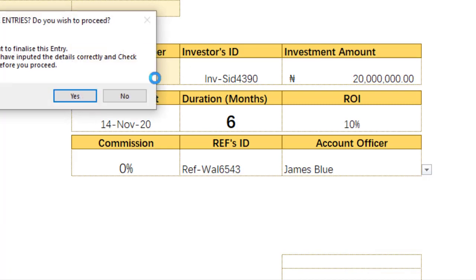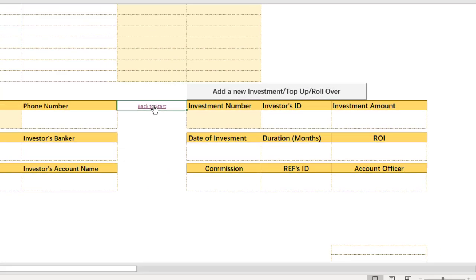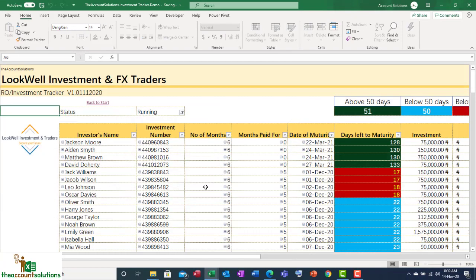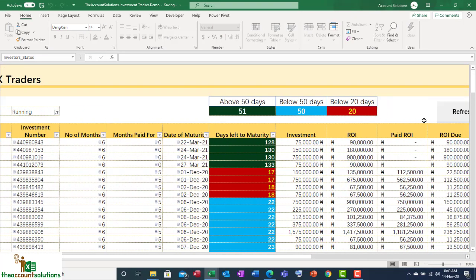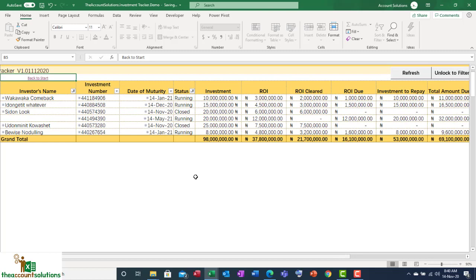So you add this. Okay, now let's go back to our investment details. So you can see, let's zoom this to look at Sidon Look. Sidon Look now has 2 investments. This one is closed out while one is running. You can see one closed out on November 14 today. One will close out in 6 months time, 14th May. So you can see 2 of them. These are 2 investments under Sidon Look.